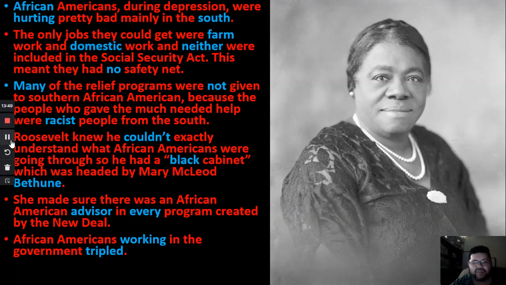So they had no safety net. And the programs that were available, the people who were in charge in the South for those things were racist. So they didn't look towards African Americans like, oh, we should give these guys jobs. They said, no, you stick to the fields. We'll give these to the white people down here. So thing is, too, you have to remember this. Roosevelt was a smart man. He really was. And he realized, I can't truly understand what African Americans are going through because I'm not one of them.